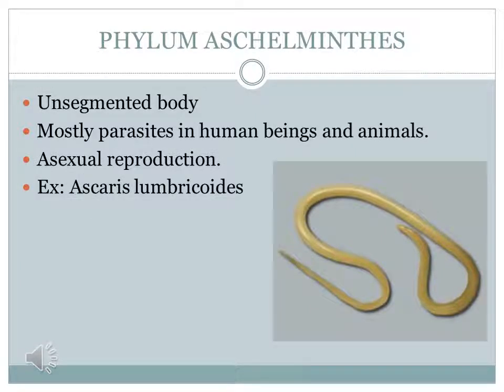The next phylum is Aschelminthes or Nematoda. Phylum Nematoda consists of nematodes or roundworms. Their features are: nematodes have a cylindrical body, and are mostly parasites in human beings and animals, causing diseases such as elephantiasis and ascariasis. Some examples of phylum Nematoda include Ascaris and Wuchereria.